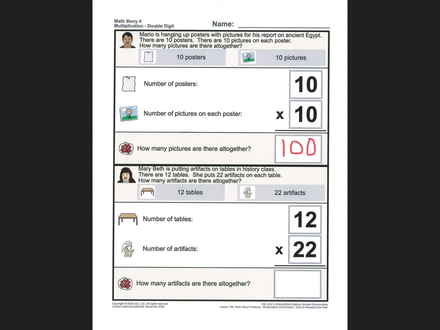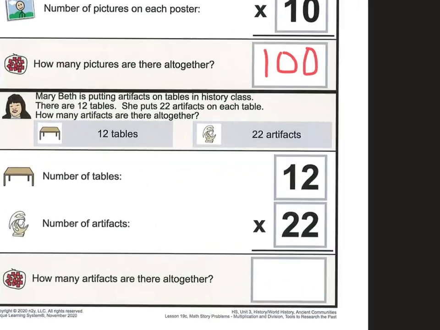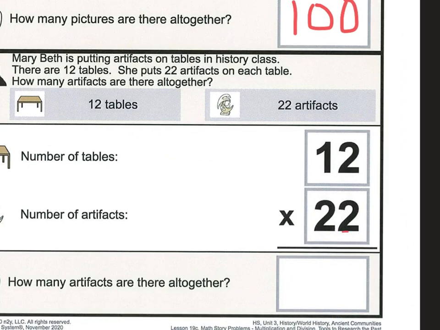Our last problem is Mary Beth is putting artifacts on tables in history class. There are 12 tables. She puts 22 artifacts on each table. How many artifacts are there altogether? We're going to multiply. So first we're going to start with this number, and then we're going to multiply up and across. 2 times 2 is 4, and 2 times 1 is 2.